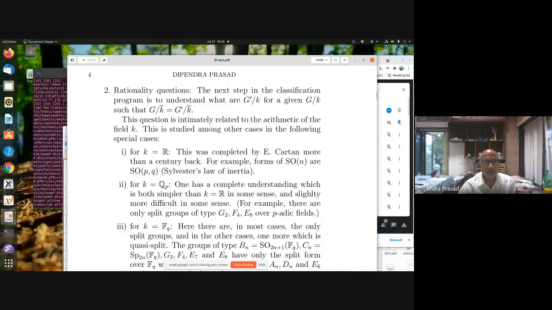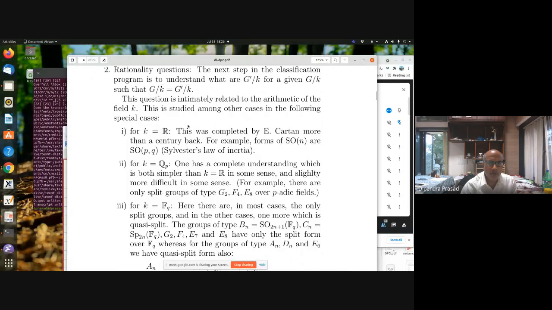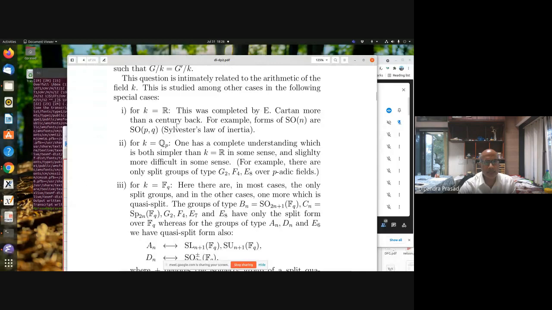This question is intimately related to the arithmetic of the field K. This is studied, among other cases, in the following special cases. For real numbers, this was completed by Élie Cartan more than a century back. For example, forms of SO_n are SO_{p,q}. This often goes as Sylvester's law of inertia. For K equals Q_p, one also has a complete understanding, which is both simpler than K equals R in some sense and slightly more difficult in some sense.